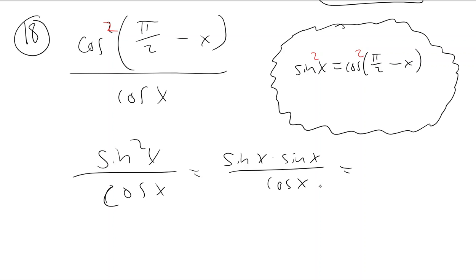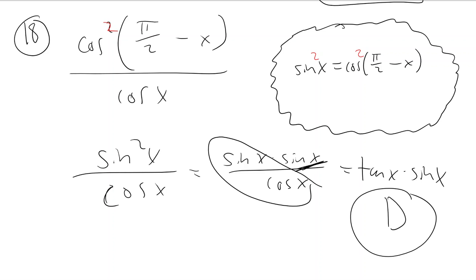And so if you paired up this part of it, sine over cosine, you get tangent. And then you have the sine left over. And now that looks like choice D.